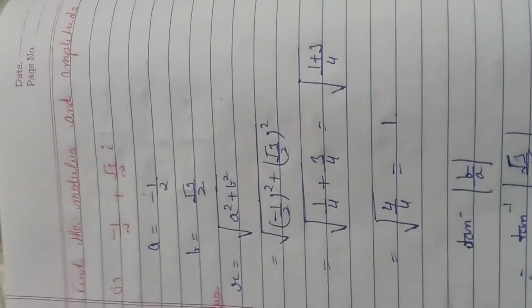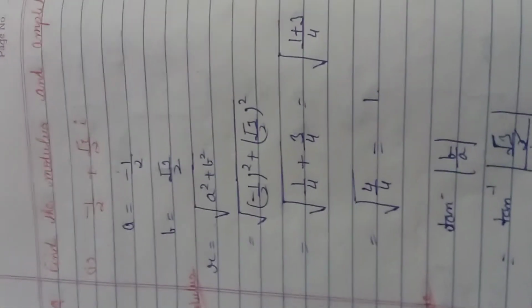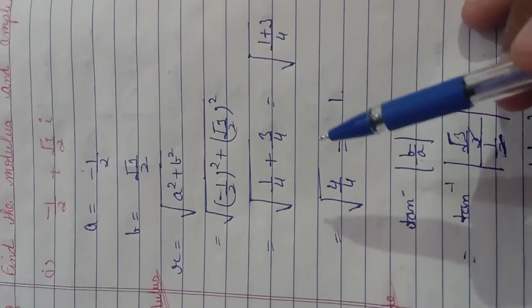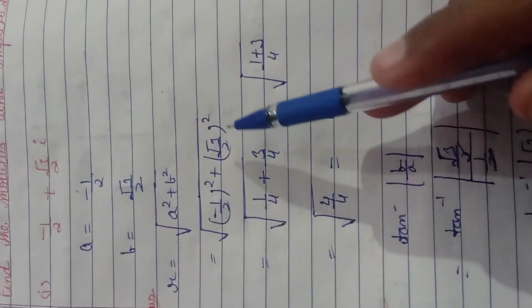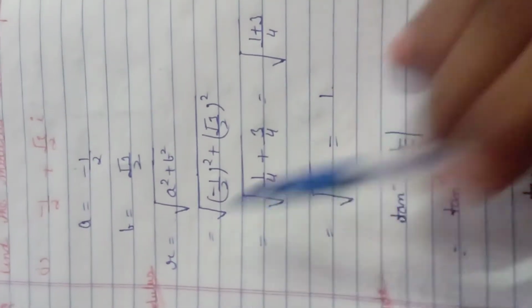Now we find the modulus and amplitude of a given complex number. Let this be a complex number -1 by 2 plus root 3 by 2 iota. A is equal to -1 by 2, b is equal to root 3 by 2. We calculate the modulus by r is equal to root of a square plus b square. By solving this, 1/4 plus 3/4, this becomes 1. So r is calculated as 1.